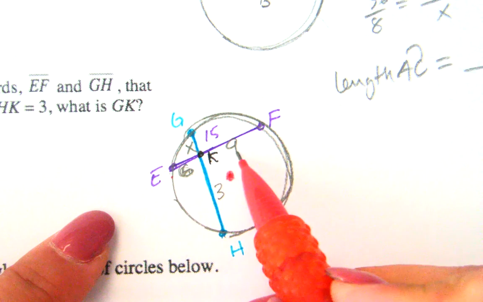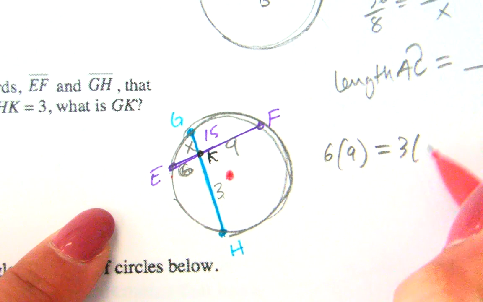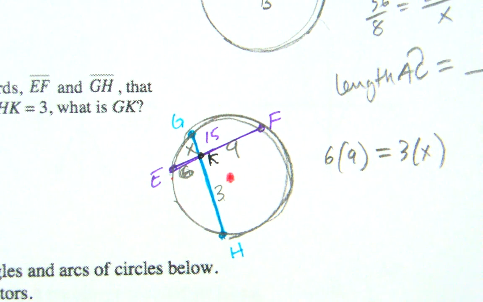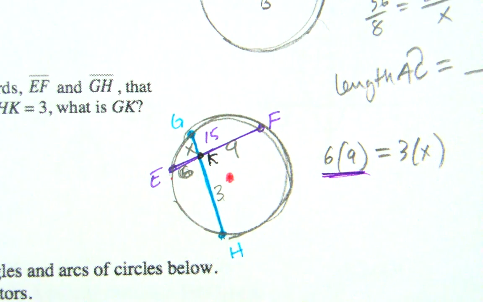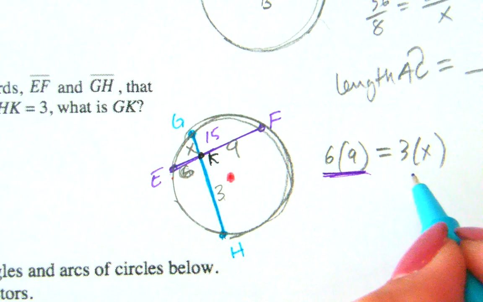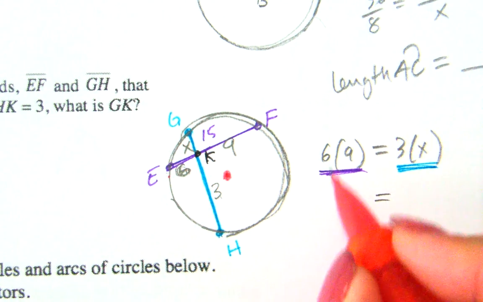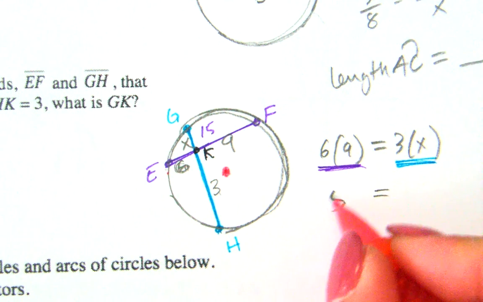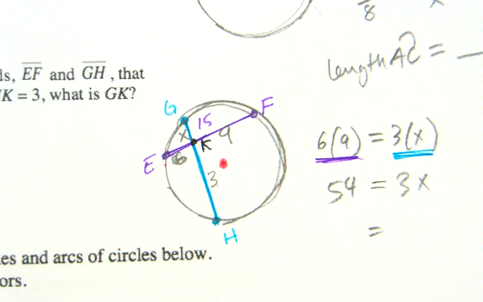So 6 times 9 is equal to 3 times X. So the purple line, 6 and 9 come from the purple line because 6 plus 9 is 15. And then 3 and X come from the blue line. We don't know what the blue line is, so we're just going to assume. And then 6 times 9 is 54. And then 3x divided by 3, and then you should be able to solve that.